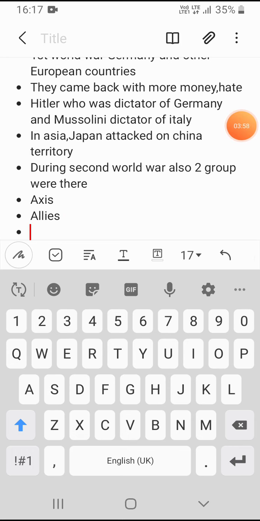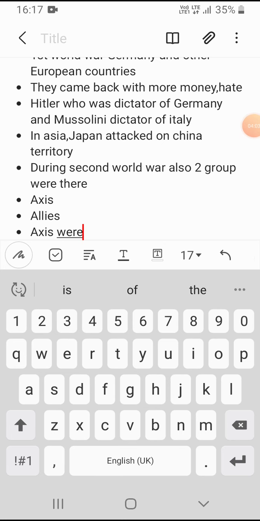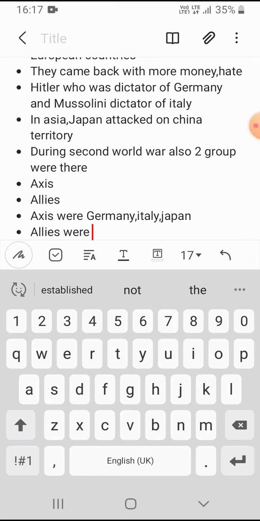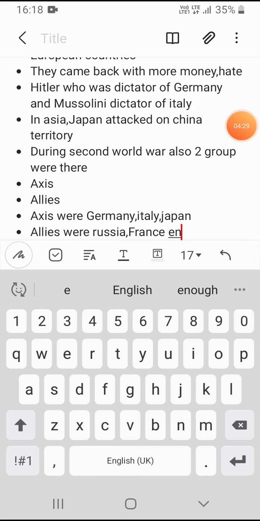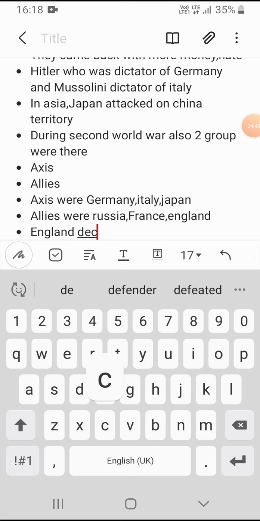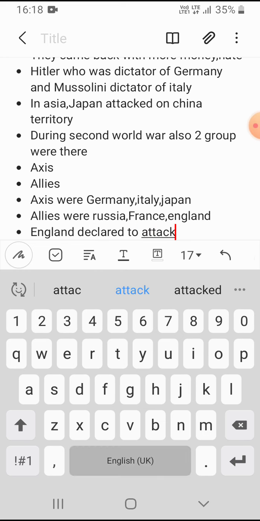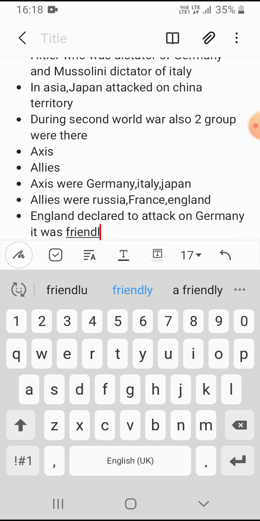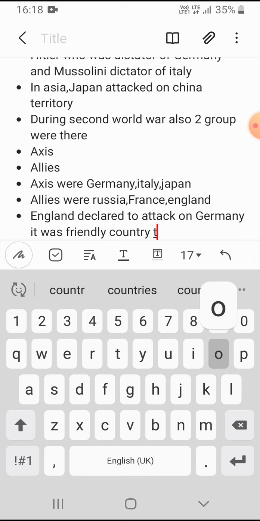Germany, Italy, and Japan were the Axis group, and the Allies group were Russia, France, and England. England declared to attack Germany, as it was a friendly country to Poland.